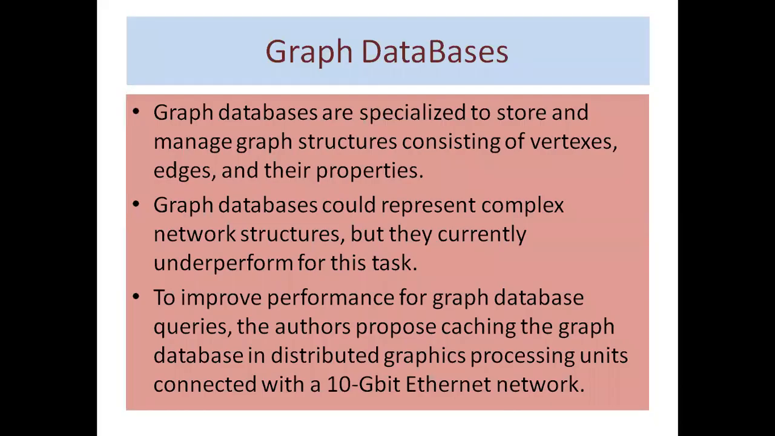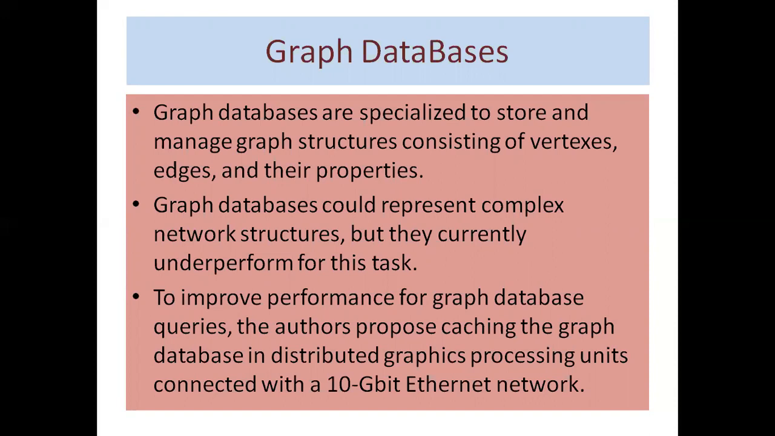First of all, what are graph databases? Graph databases are specialized to store and manage graph structures consisting of vertices, edges, and their properties. Graph databases could represent complex network structures, but they currently underperform for this task. To improve performance for graph database queries, the authors propose caching the graph database in distributed graphics processing units connected with a 10 gigabit Ethernet network.